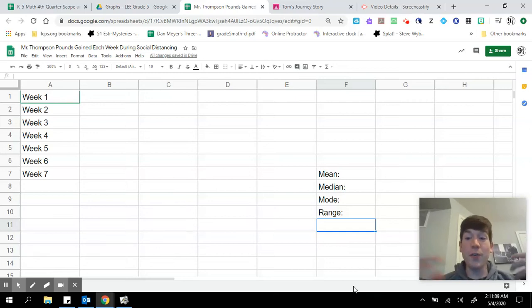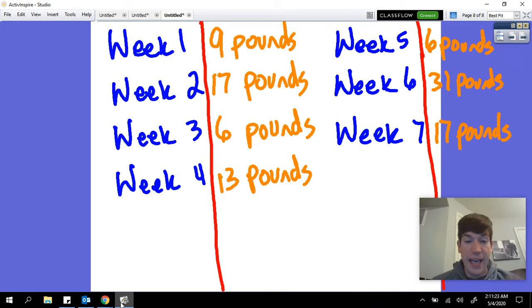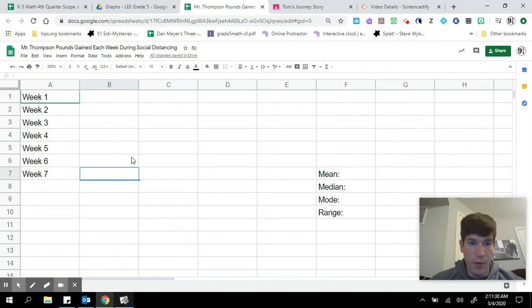All right, guys. So the first thing we're going to do is we've already entered our data into our spreadsheet. Notice I have week one, two, three, four, five, six, seven already for you. So you're just entering your data into that B column there. My data is here. So I'm going to add it in. 9, 17, 6, 13. We'll put it right in the top.